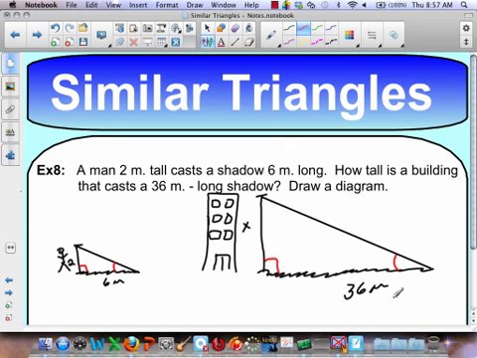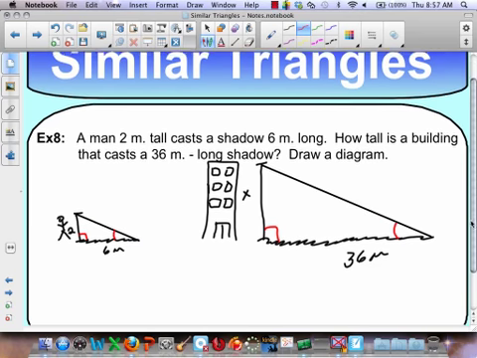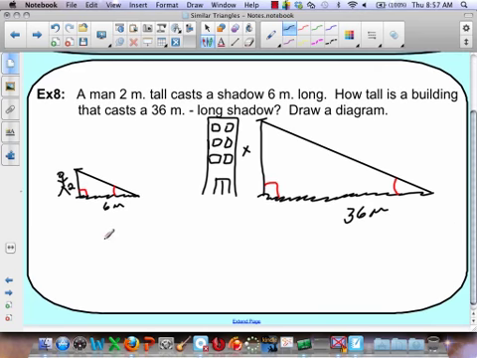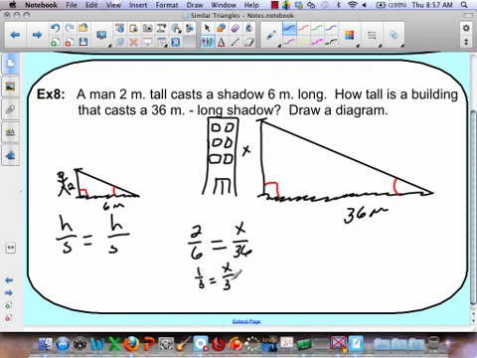So we know that these two triangles are going to be similar because it's angle-angle. And then all we have to do is use the ratios of the corresponding sides. The easiest way to do this is height over shadow is equal to height over shadow. So 2 over 6 is equal to x over 36. So 1/3 equals x over 36, and x is therefore 12.